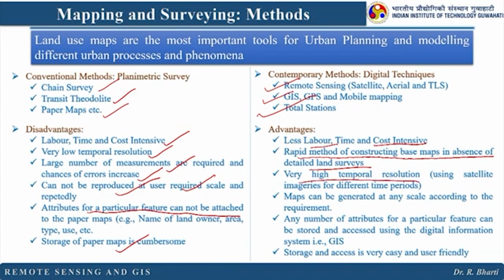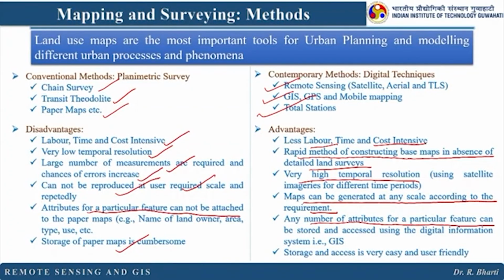very high temporal resolution, so that means you will have more detail. Maps can be generated at any scale according to the requirement, because let us assume that you have data of 0.25 centimeter. You can generate very high resolution maps, but if you need very coarse resolution, then also you can reproduce this, you can resample this high resolution data to low resolution. Any number of attributes for a particular feature can be stored and accessed using a digital information system. Storage and access is very easy and user friendly.